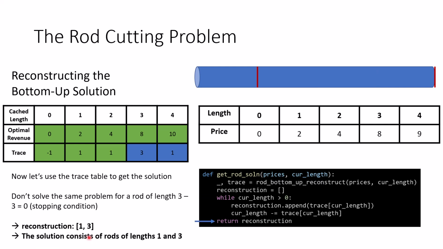So this reconstruction variable is going to say that I need to cut at 1, so right over here, and also at 3. So 0, 1, so 1, 2, 3, right over here. So this corresponds to length 0 and length 3. Okay, and this is basically the reconstruction or the actual solution that we're going to apply if we actually ever wanted to solve the rod cutting problem for real.